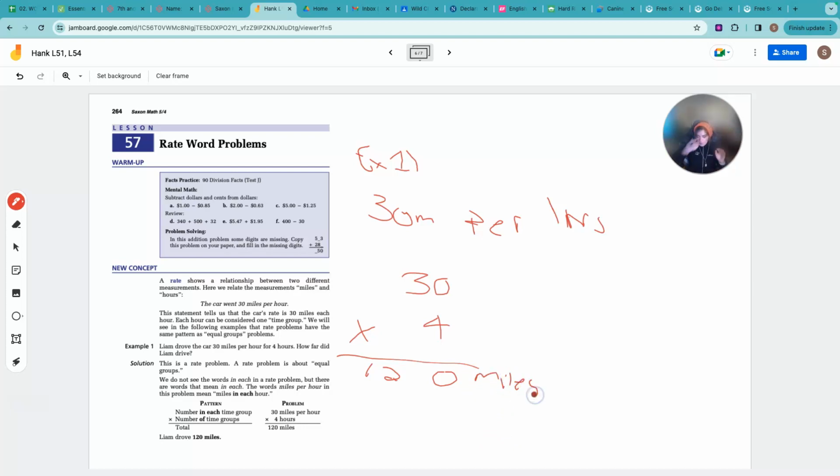And we broke it down because we looked at what made sense. We used our math sense. So we said 30 miles. So he's going 30 miles per hour. That means he's going 30 miles every single hour. And he drove for 4 hours. We ain't even playing today. We got it. 120 miles.